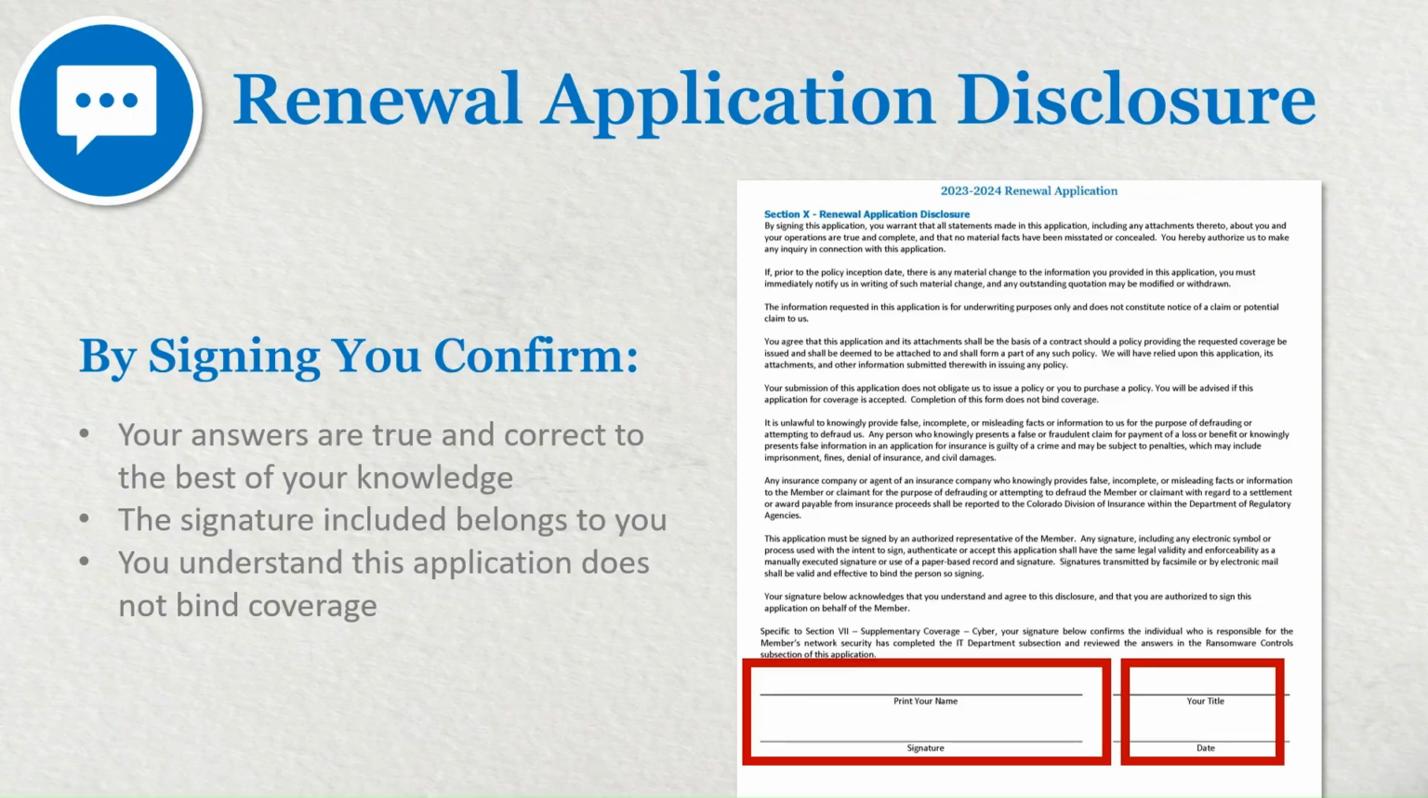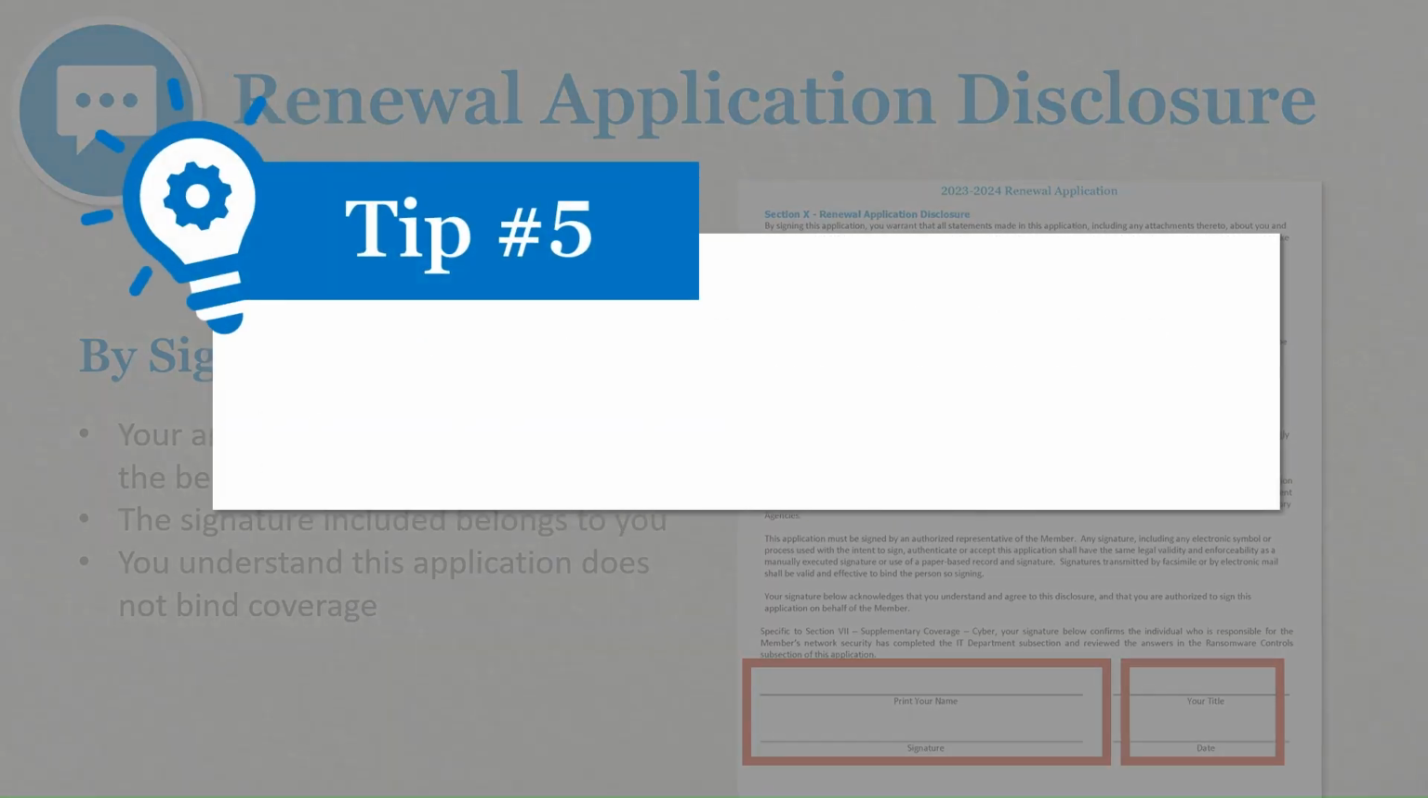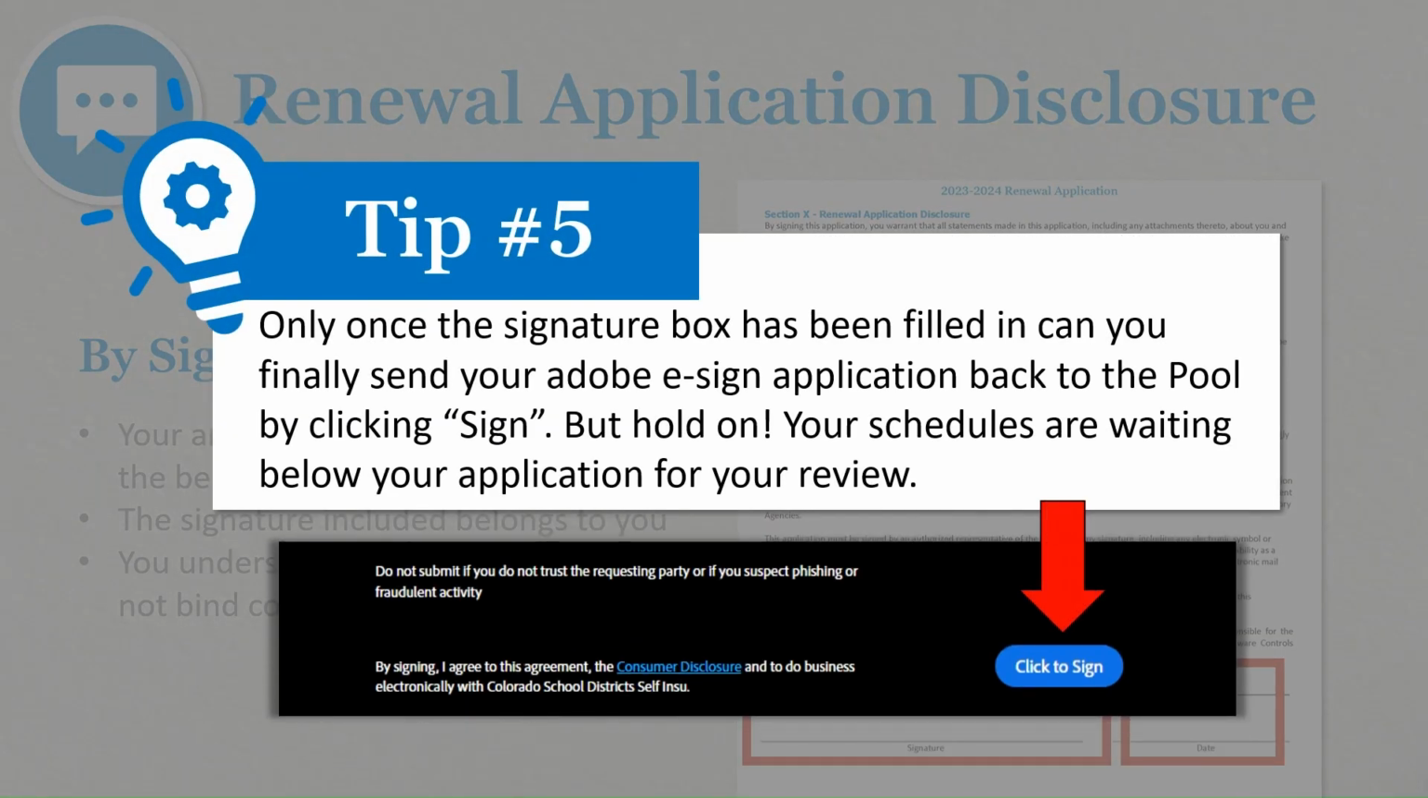Tip number 5. Only once the signature box has been filled can you finally send your Adobe eSign application back to the pool by clicking Sign. But hold on, your schedules are waiting below your application for your review.